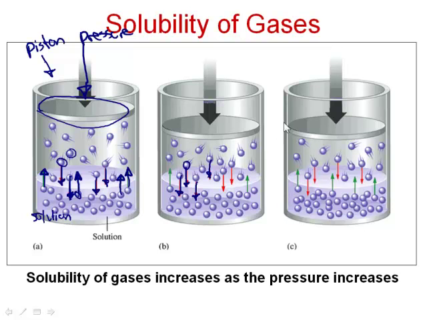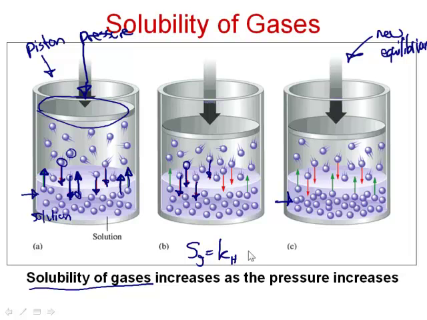Once equilibrium is reestablished, here's our new equilibrium. If we look at the picture, we can see that there are more gas particles dissolved in the solution than there were to begin with. So what has happened here? If we apply pressure to the system, the solubility of the gas goes up. This is described mathematically by a relationship called Henry's law, and it looks like this: the solubility of a gas is equal to some constant, which is characteristic of that particular system, times the pressure.